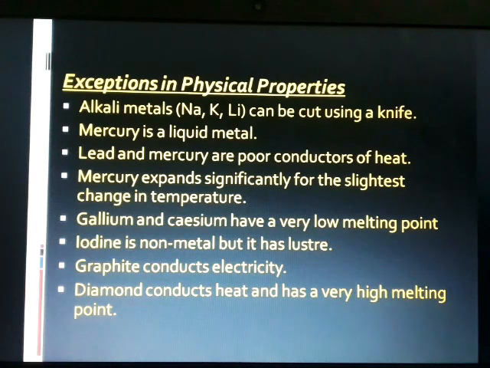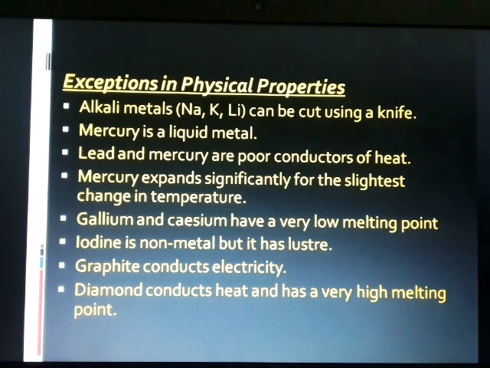Do you remember this gallium? This is the first video we saw in the chemistry online task. Isn't it, children? Gallium is a terminator. This gallium is actually a metal which can be easily melted if you take it in your hand itself. It is very soft and can be easily melted because it has a very low melting point. Gallium and cesium have very low melting points.